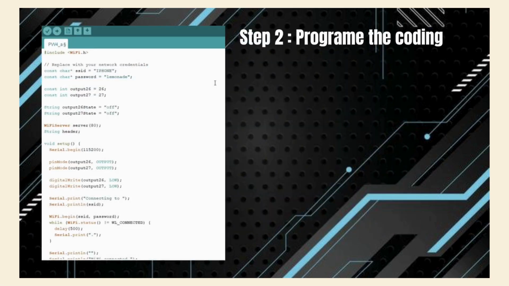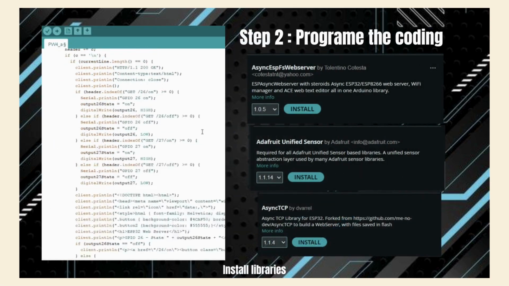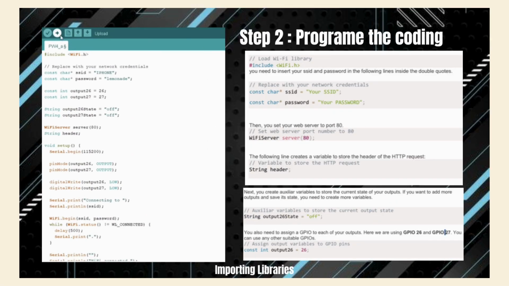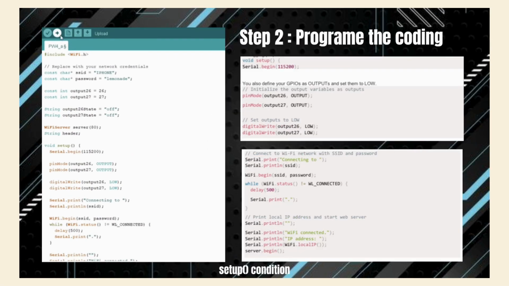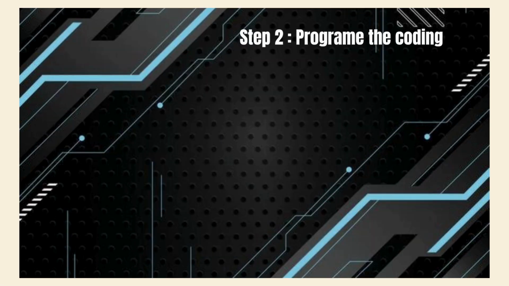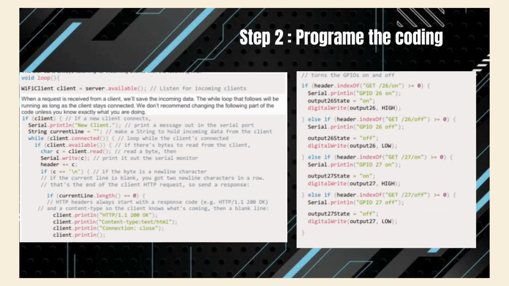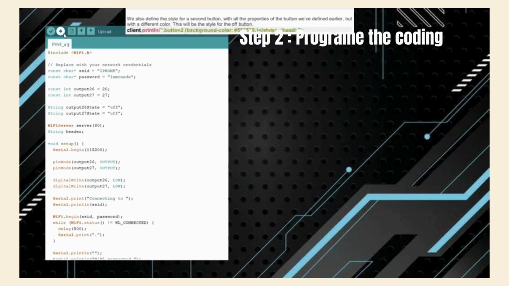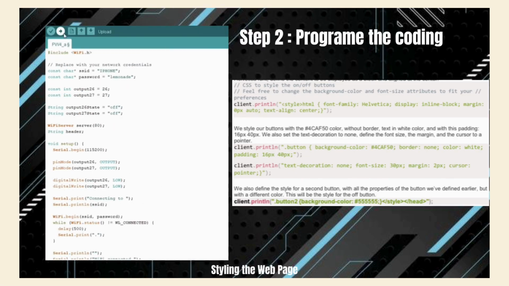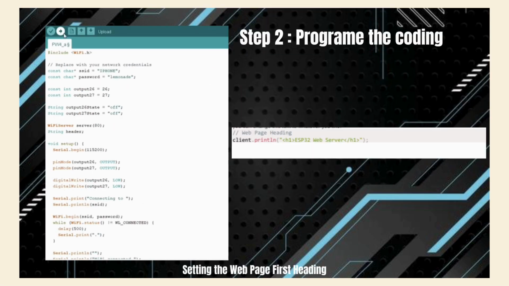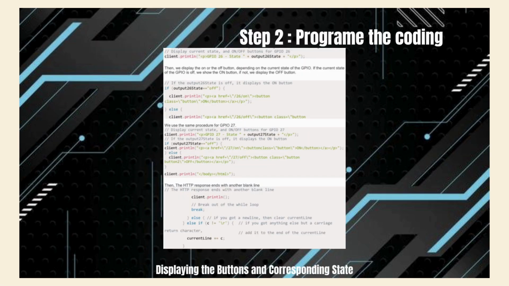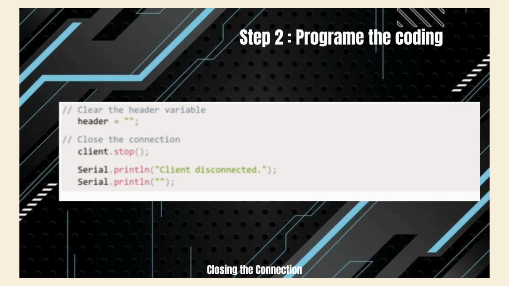Step 2. Program the coding. Install libraries. Importing libraries. Setup condition. Loop condition. Displaying the HTML web page. Styling the web page. Setting the web page first heading. Displaying the buttons and corresponding state. Closing the connection.